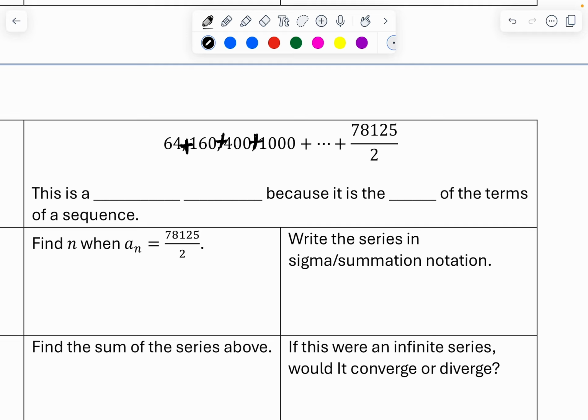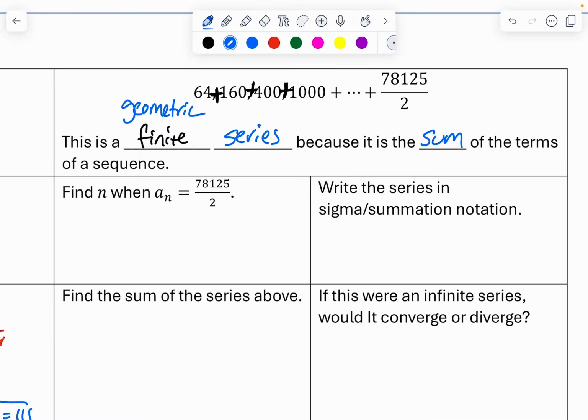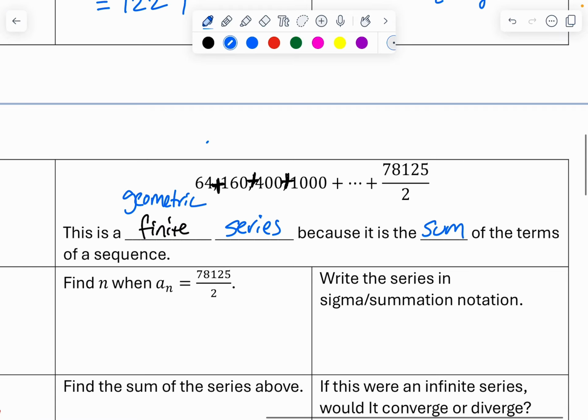Okay, so this is a finite, actually, I want it to be in blue. A finite series, or you could say it's a geometric series, because it is the sum of the terms of a sequence. I will try and remember to fix that. Okay, so find a sub n. We're trying to figure out, here's the first term, the second term, the third term, the fourth term, and some random term, we don't know what it is.